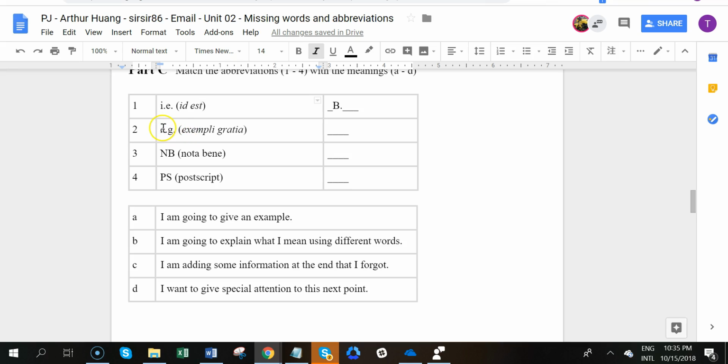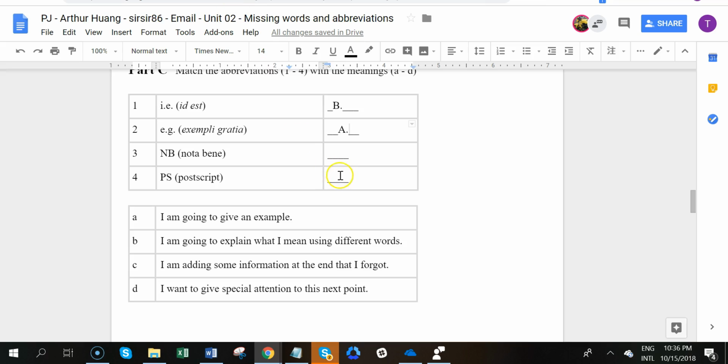Okay, so how about number 2? Can you read it? EG. Okay, it stands for? Exempli gratia. So what do you think is the answer here? EG. A. I'm going to give an example. Yes, A.